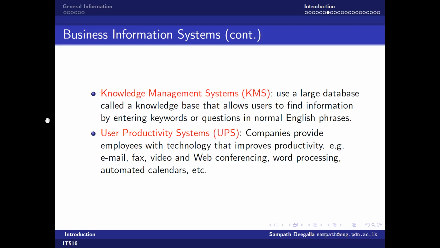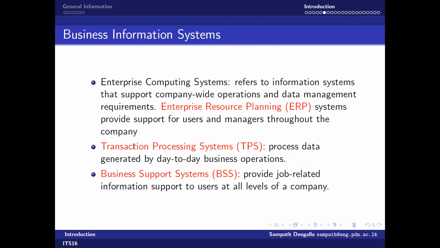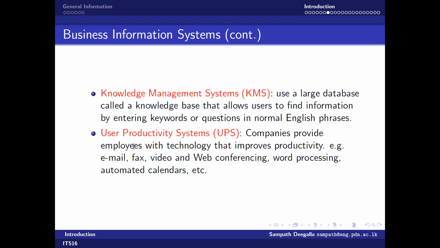Then you can have user productivity systems. That is mainly the lower level. For example, email systems, conferencing, video, all these software that we use, which improve individual user productivity. So that comes under user productivity systems. We have discussed ERP systems, transaction processing systems, business support systems, knowledge management systems, and user productivity systems. There are five systems we discussed.